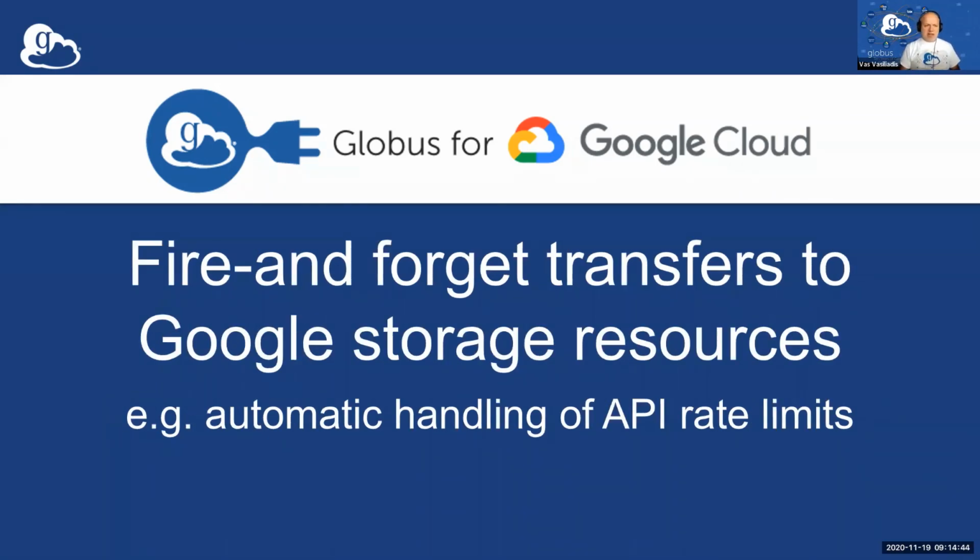The other thing that Globus for Google Cloud enables is managing of the constraints and some of the requirements that are in place for accessing these services. So for instance, if you're moving data from Google Drive to Google Cloud, there are API rate limits that you have to manage. So you don't have to worry about any of that. The Globus connector will just handle it for you and make sure your data gets delivered reliably and securely.